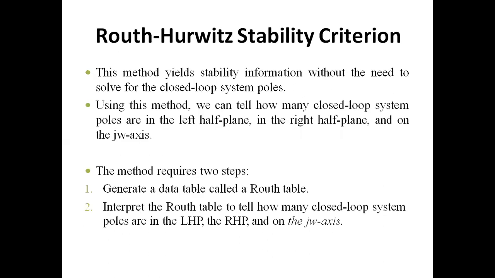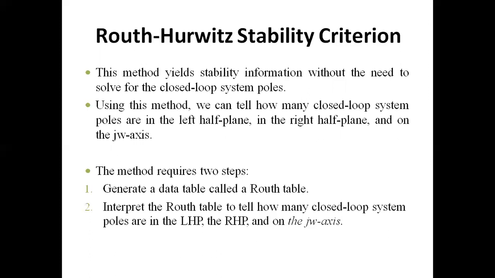The Routh Hurwitz stability criteria method yields the stability information without the need to solve for the closed loop system poles. Using this method, we can tell how many closed loop poles lie on the left hand side of the S plane, how many closed loop poles lie on the right hand side of the S plane, and also on the j omega axis.